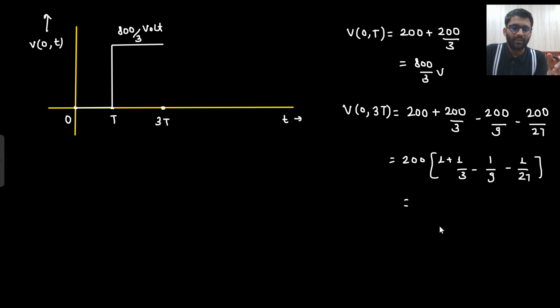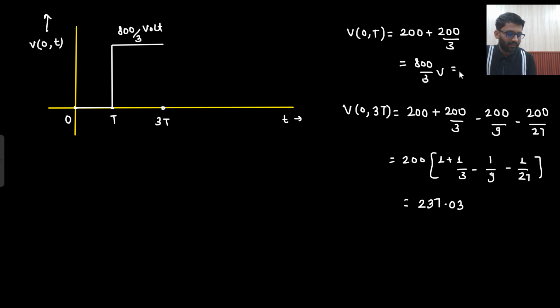So get calculator. 1 by 9 plus 1 by 27 minus 4 by 3 into 200. So this is coming out to be 237.03 approximately.